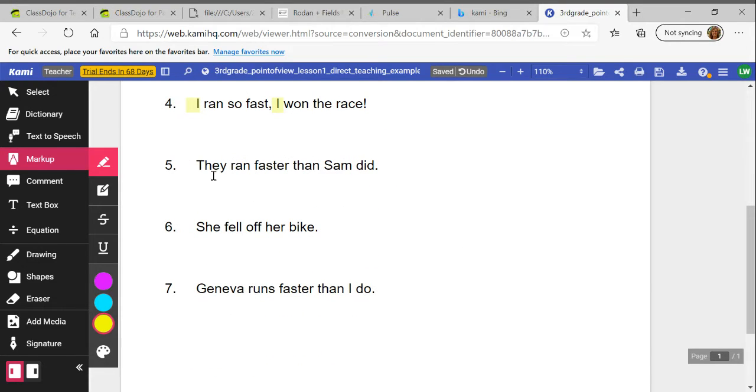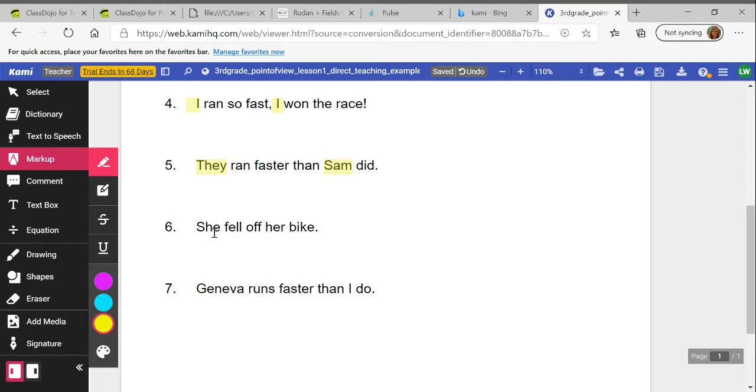Let's look at sentence 5. They ran faster than Sam did. They and Sam are my clues here. They is talking about someone else, those people. So is the word Sam. I'm referring to someone else, not me. So this sentence is not in first person.